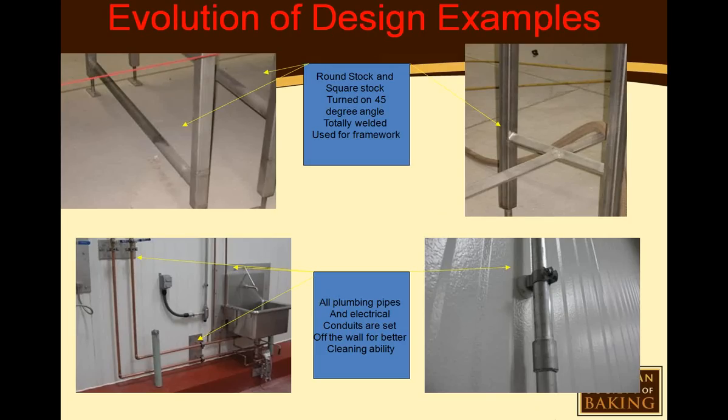Here's another evolutionary slide showing other enhancements, such as the use of round stock or square stock turned on a 45 for equipment supports. And also you can see that the framework is completely sealed. No hollow tube, no chance of the tubes leaking. And in the facility, as we talked about, the plumbing and pipes and utility races with adequate clearance are both easy to inspect and clean, and also easier to maintain. So as mentioned before, cleanability of the entire asset is the goal.